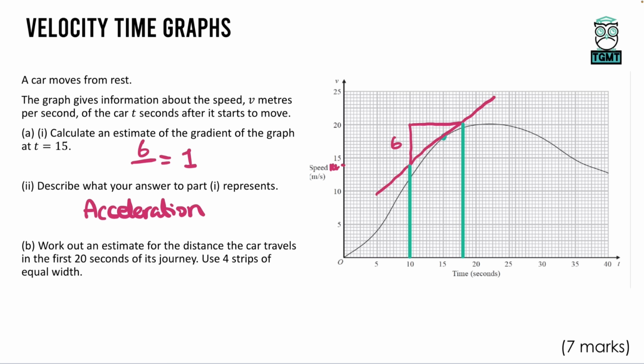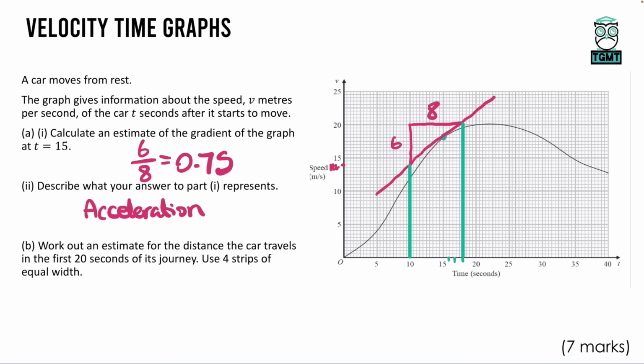So good job we've read that carefully. It goes every 2 squares is 1. So we have 16, 17, 18. There we go. So actually, it had a run of 8. So 6 over 8. Let's type that into the calculator. 6 over 8 is 0.75. So 0.75. We get a much more accurate gradient there.